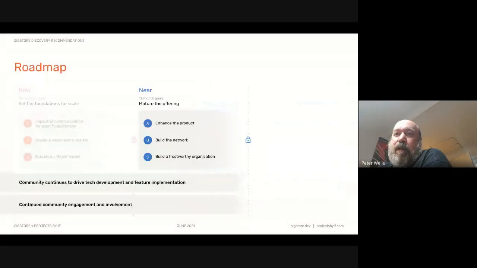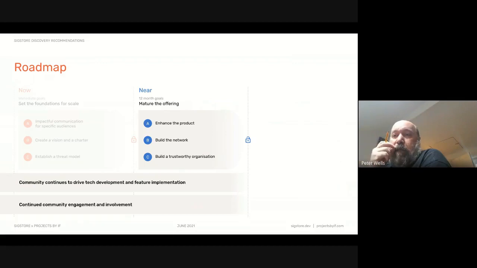And then in the near term, so about 12 months, we reckon the near bit would be 12-month goals. So maturing the offering, so enhancing the current product. So building some of the service wrappers around the product. Building a broader network, not just the community, but the network around the community of influencers, of funders, of, let's say, commercial security tools, intelligence agencies. Now, this is critical infrastructure. We need to make sure it's going to be robust and critical for the long term.